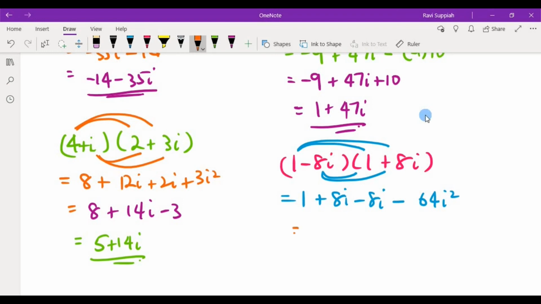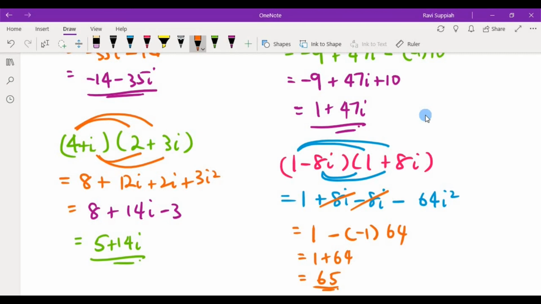Now what do you see here? You see that I have positive 8i and negative 8i. When you group them together, they actually become 0. Correct? They cancel each other out. So what is left is minus 64i squared. So minus i squared is minus 1, and 64. So I get 1 plus 64, which is 65.